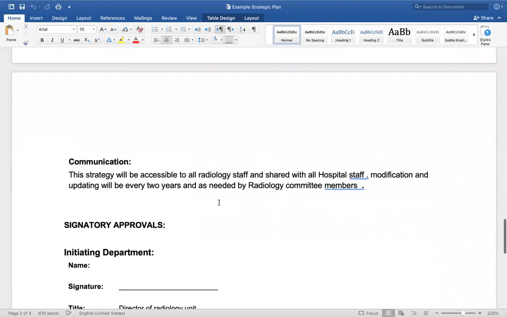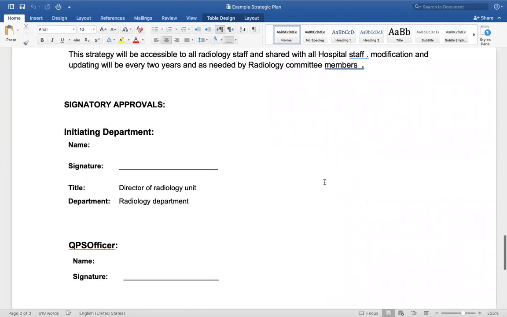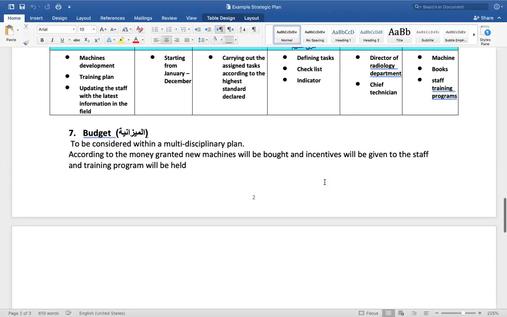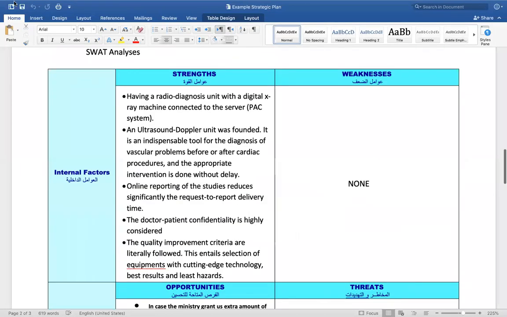After that, communication. This strategic plan should be communicated with all relevant staff inside the department. If it is an organization strategic plan, all the staff should be aware about it. And sure, some signatory to be at the end of the strategic plan. I finished now, Ms. Atif.